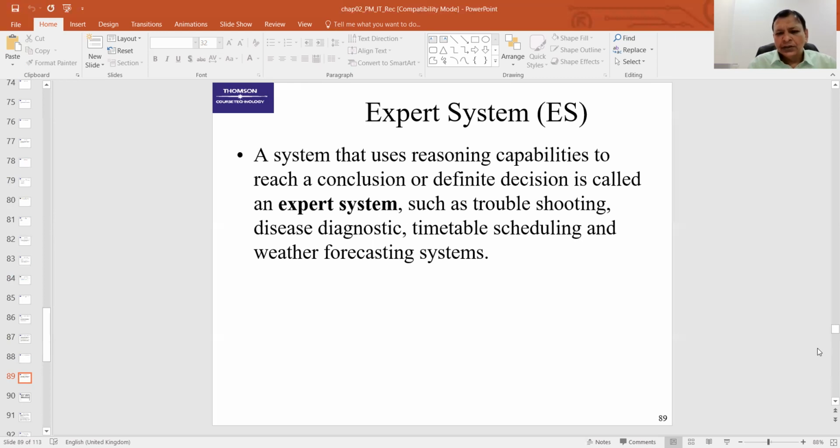One example I just gave you was the Prolog-based timetable scheduling system. Citibank is using an expert system for investment. General Motors, General Electric Company, they have an expert system, and that project is called Delta.